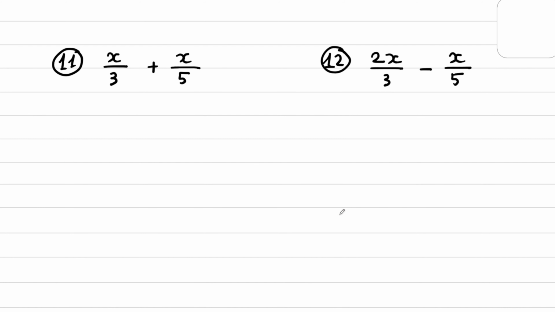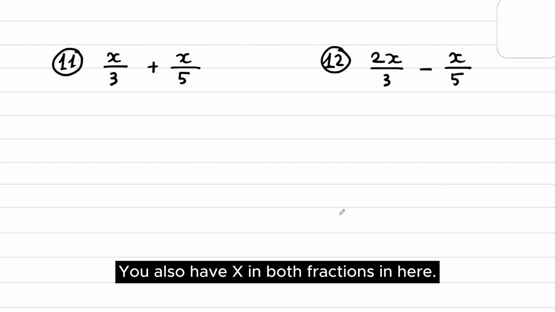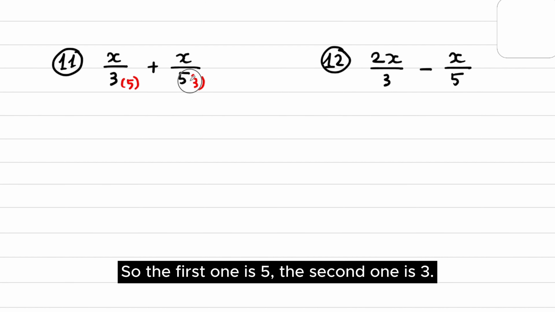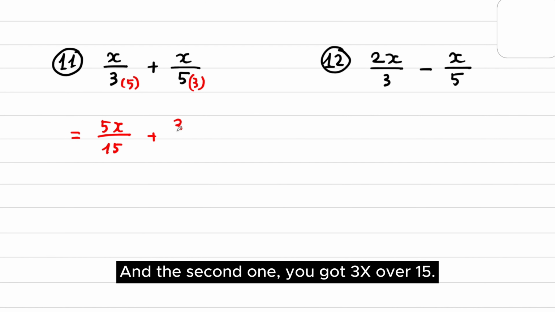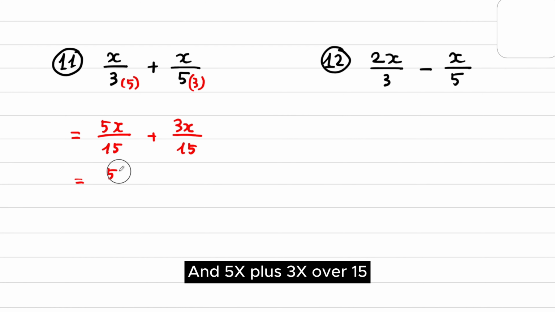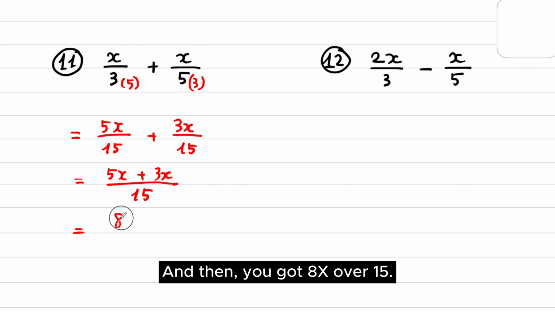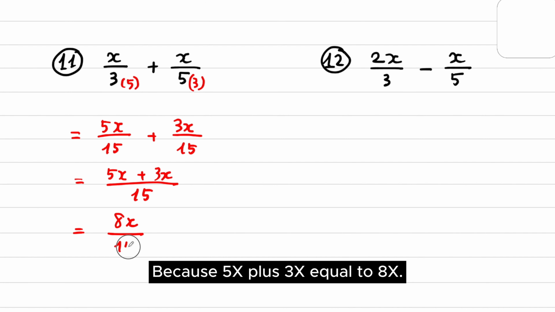Question 11. Oh, you also have x in both fractions here. x and x here, so the first one is 5, the second one is 3. So you have 5x over 15, and the second one you get 3x over 15, and 5x plus 3x over 15, and then you get 8x over 15 because 5x plus 3x equals 8x.